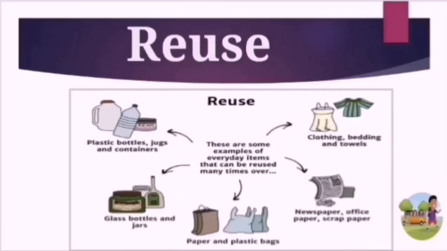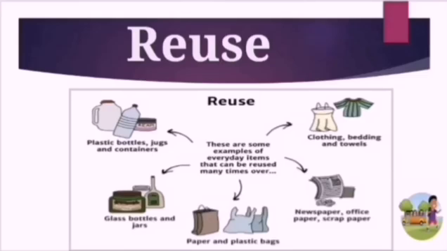Next is reuse. What does reuse mean? Reuse means finding other ways of using things instead of throwing them away. So in this picture, you can see some examples. You can see some things that can be reused. For example, plastic bottles, jugs or containers, clothing, bedding and towels, newspaper or office paper, scrap paper, plastic bags, glass bottles and jars. These all can be reused.